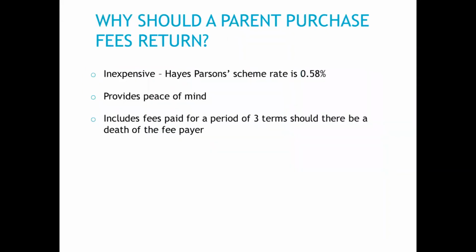Turning to the fees return section, why should a parent pay for the fees return? It is cheap. The Hayes-Parsons scheme has a rate of 0.58%. If you take an annual fee of £20,000, the annual cost to the parent is only £116. Parents often make sacrifices to be able to afford for their children to go to independent schools. This policy provides peace of mind that fees remain affordable should their child become ill or suffer a serious injury and be absent from school for a prolonged period of time.